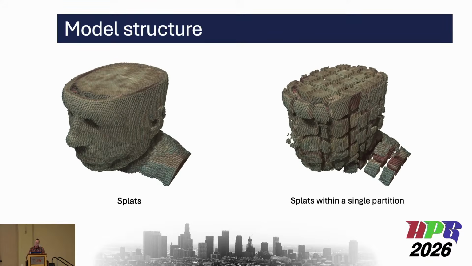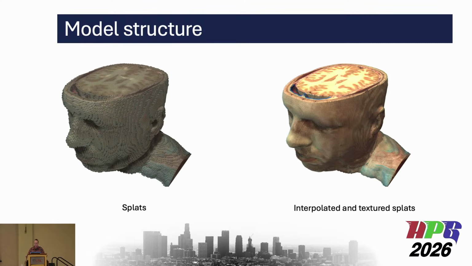Here's what one partition of splats looks like. For some operations like level set redistancing, we dispatch shaders one partition at a time to avoid read-write conflicts. After interpolating splats by a factor of 2 by 2 by 2 and texturing them, we get a model that looks like the right-hand image.